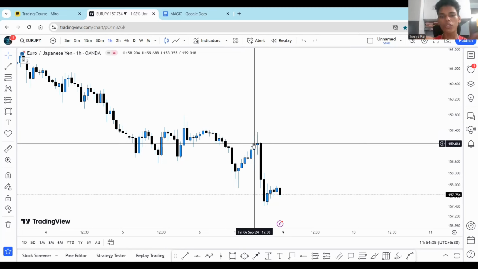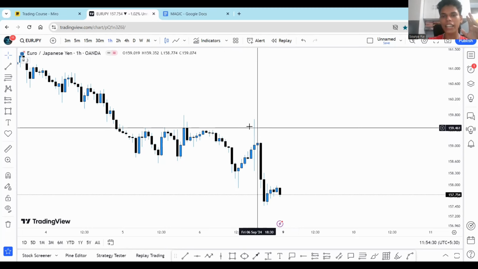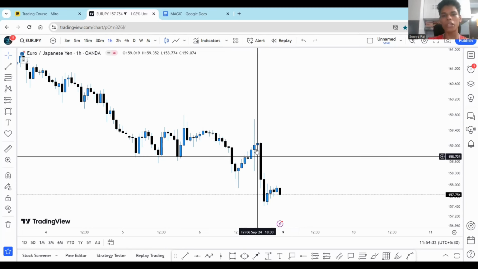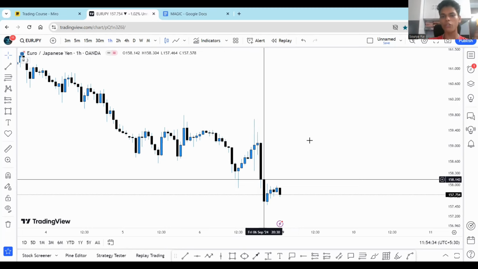So it was a 50-50 fight between both of them. So this candle demonstrates an indecision in the markets. Price could be heading up as well and could be heading down from here as well.